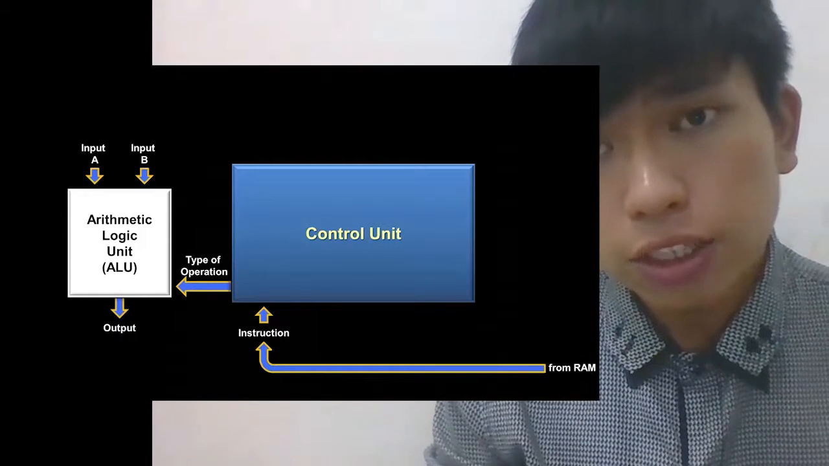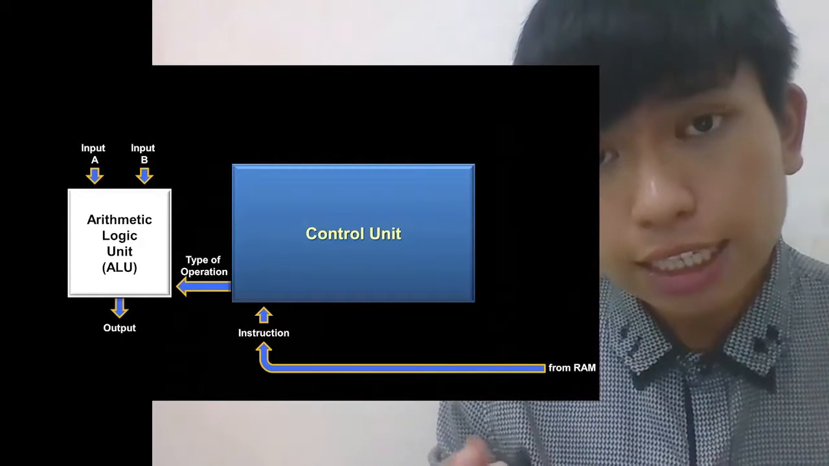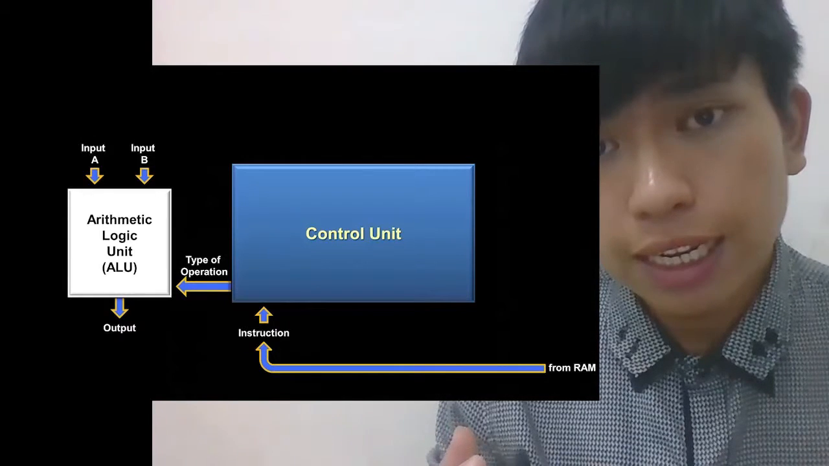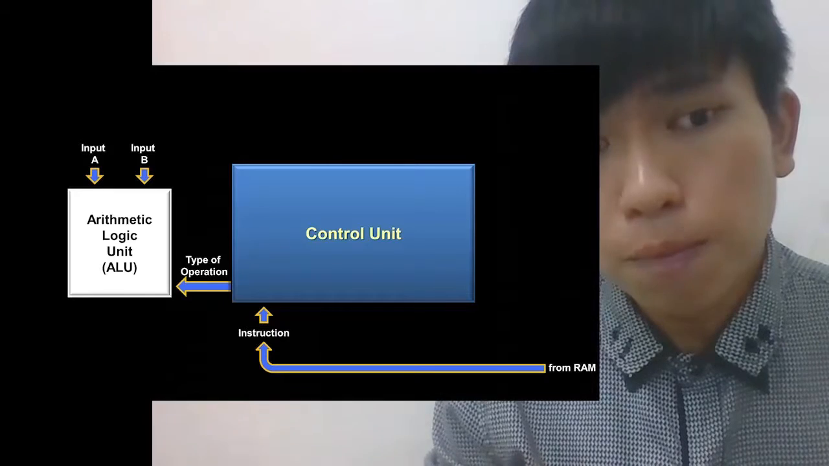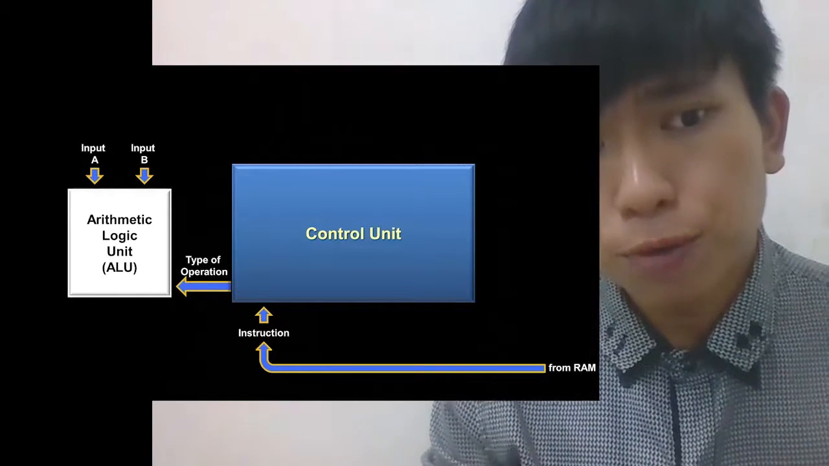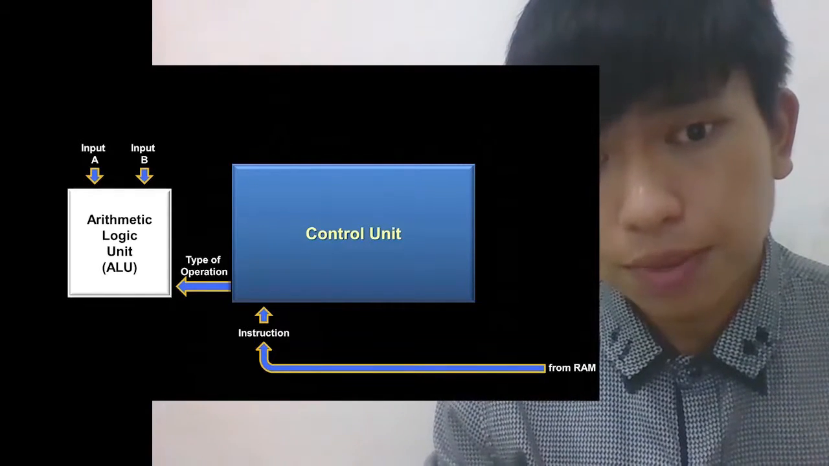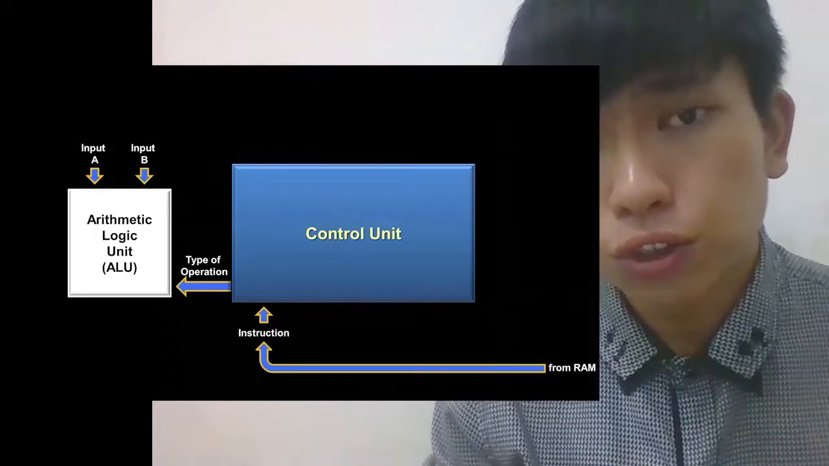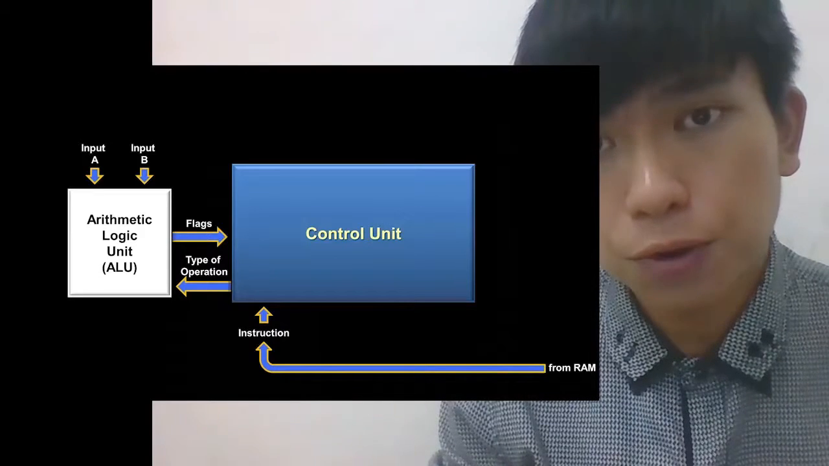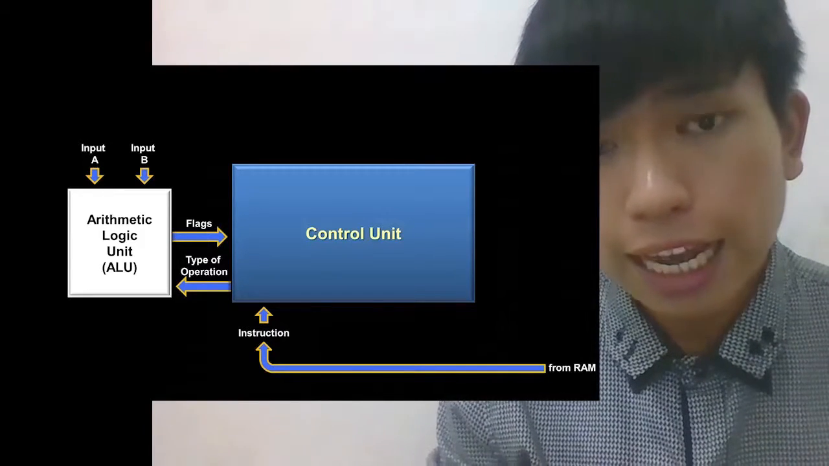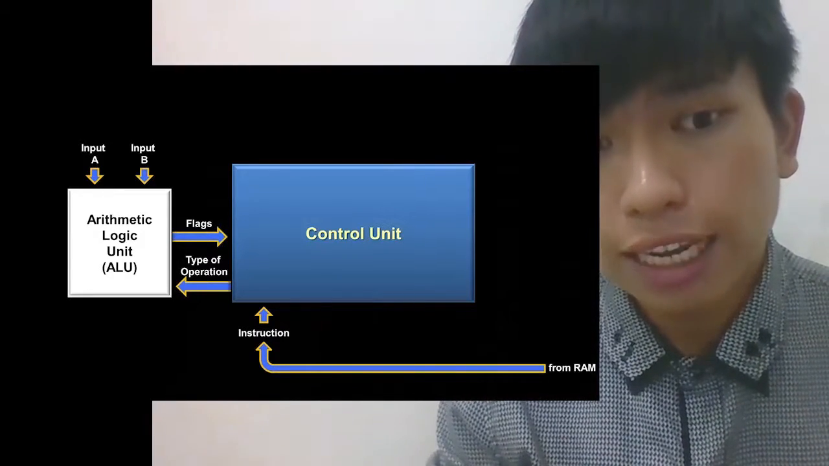Sometimes, depending on the type of operation, the output from the ALU can actually be ignored. For instance, for the compare operation, the ALU doesn't output the answer. Instead, it just tells the control unit how the two numbers compare to each other. For this, the ALU uses the flag and helps the control unit decide what to do when it receives the next instruction, like jump if, which we will see later.